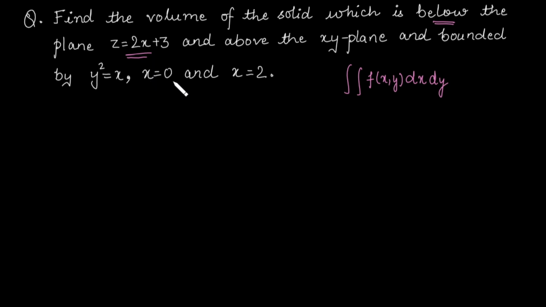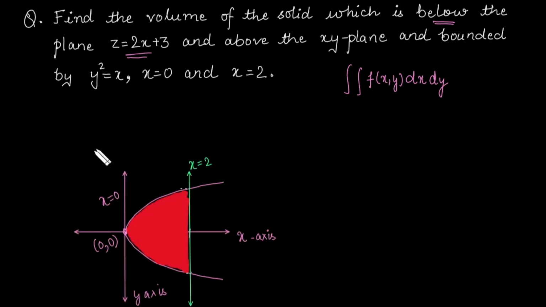x is equal to 0 means it is the y-axis. x is equal to 2 is a line. Here I have taken the region. This is the parabola y square is equal to x. x is equal to 0 means the y-axis. x is equal to 2 is this line. We need to take the bounded region by these curves. The bounded region is this one.